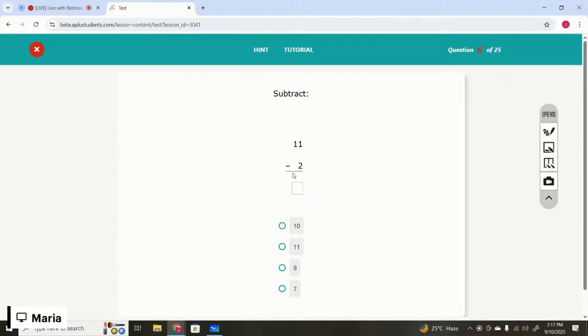11 take away 2 is 9. The correct option is 9. Option number 3 is the correct option.